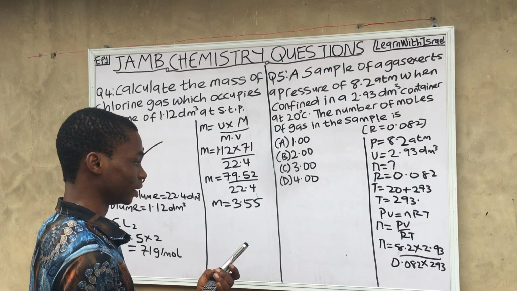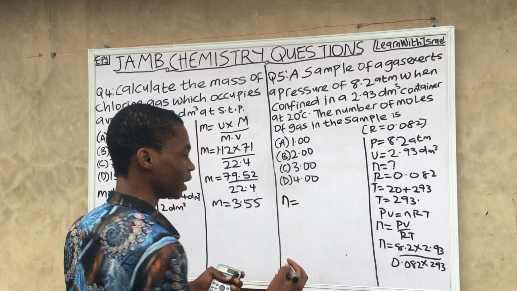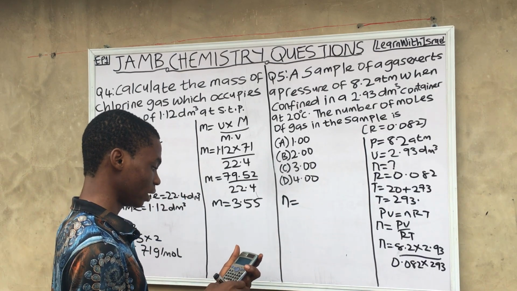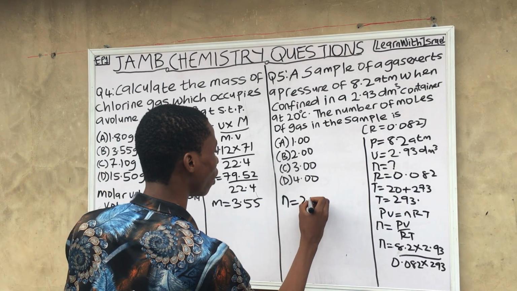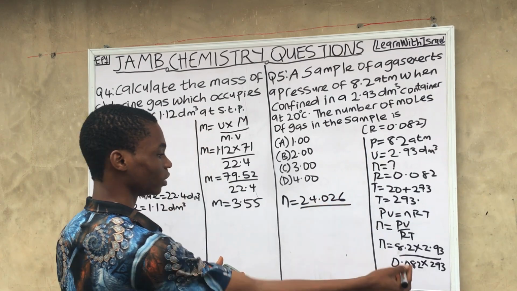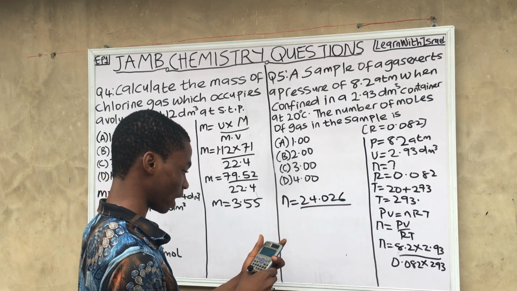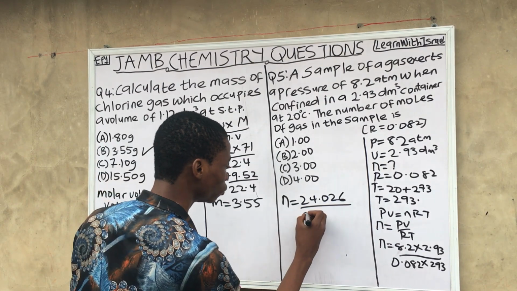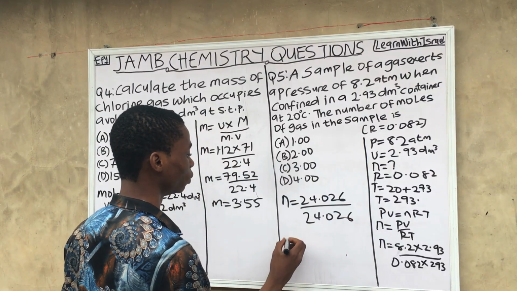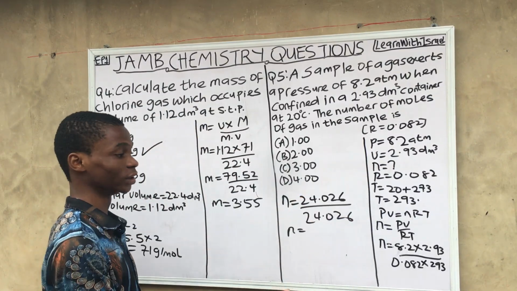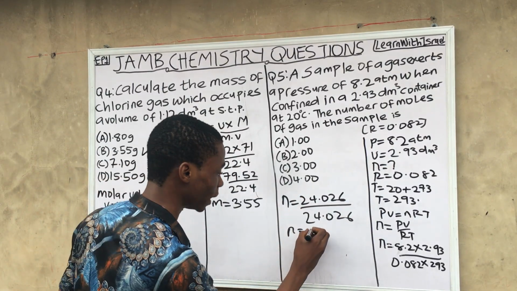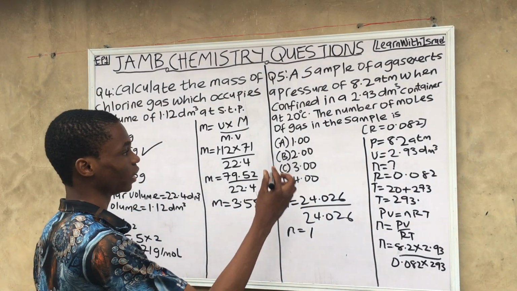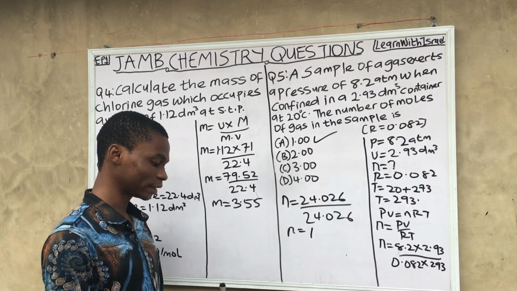So our number of moles equals 8.2 times 2.93. 8.2 times 2.93 is 24.026. So 0.082 multiplied by 293, let's calculate it. 0.082 multiplied by 293 will give us 24.026 also. So 24.026 over 24.026 will give us 1. So our number of moles of gas in the sample is 1. So let's check the options here. It's in option A. 1 is the correct answer.